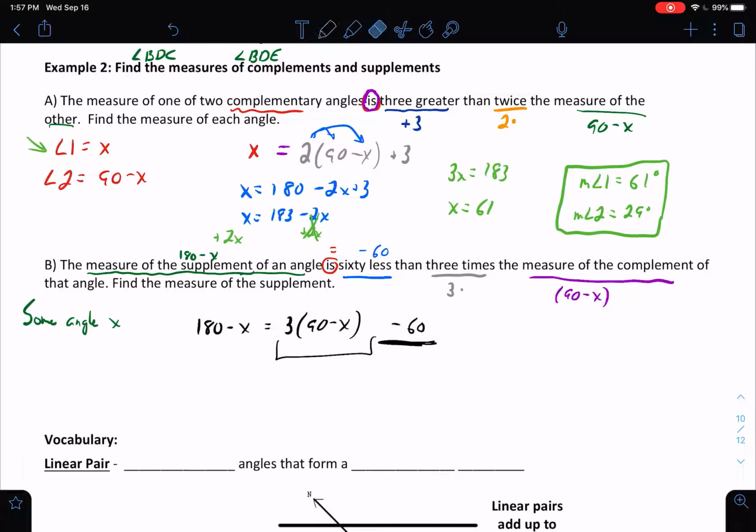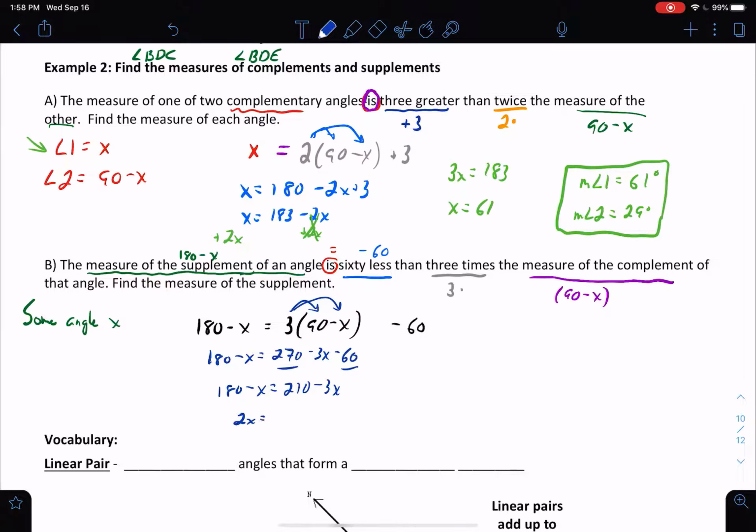So we've set up our equation now. Now we got to solve it. So distribute the 3. I'll get 180 minus x equals 270 minus 3x minus 60. Combine like terms. Get my variables on one side, my numbers on the other. Divide both sides by 2. I'll get x to be 15.